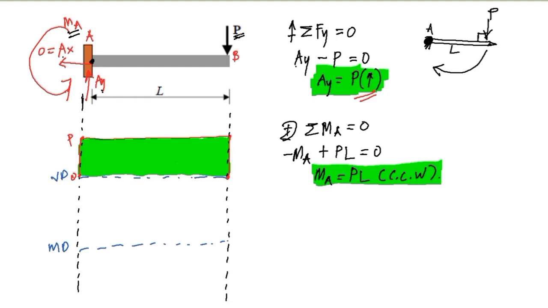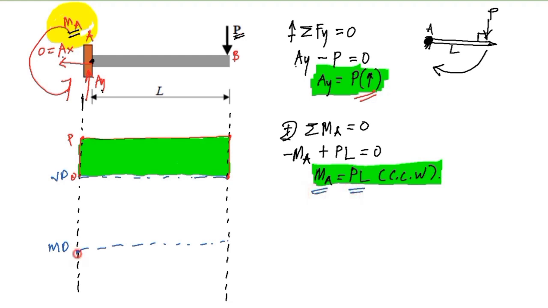Okay, next, for the moment diagram, as you can see, we have the moment at A, which is counterclockwise. Meaning, that brings our moment diagram to a negative value. And what is the magnitude of the moment at A? That is PL.